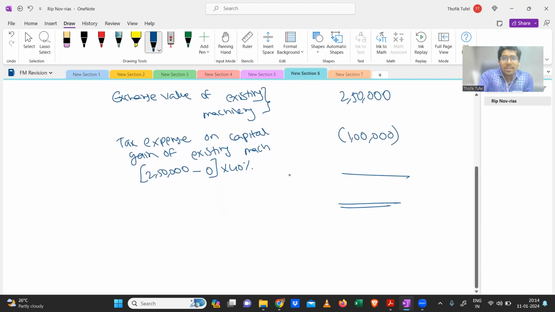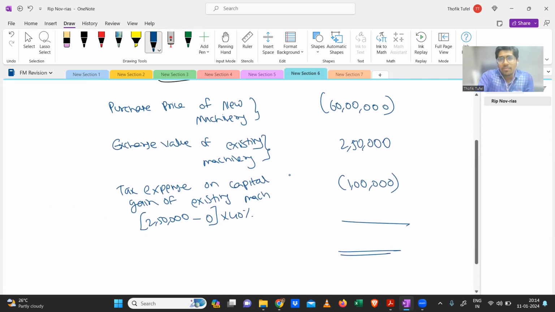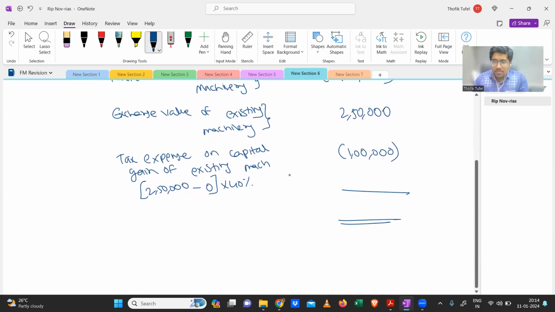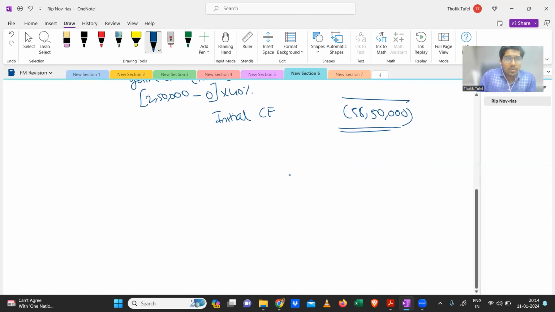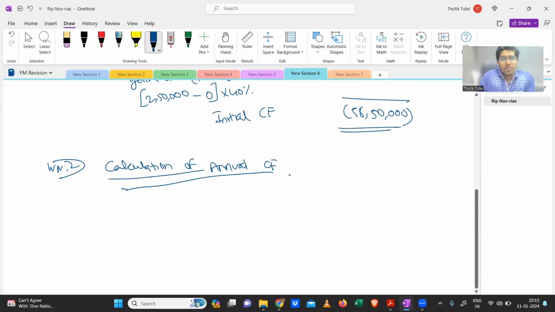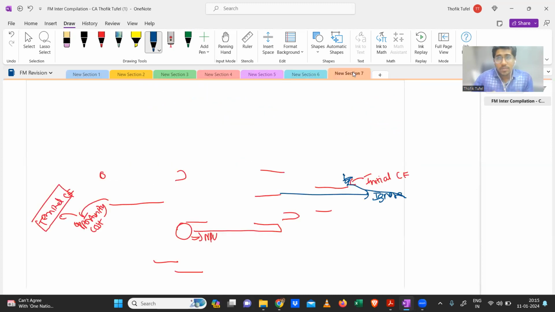So my initial cash outlay is minus 60 plus 2,50,000 minus 1, which becomes minus 58,50,000. Initial cash flow is negative 58,50,000. Let us go to working note number 2: calculation of annual cash flows.